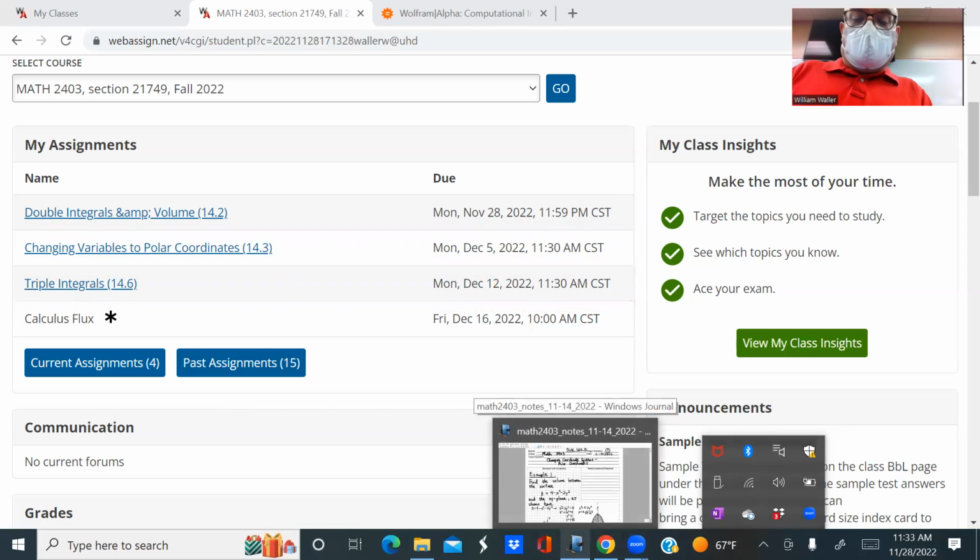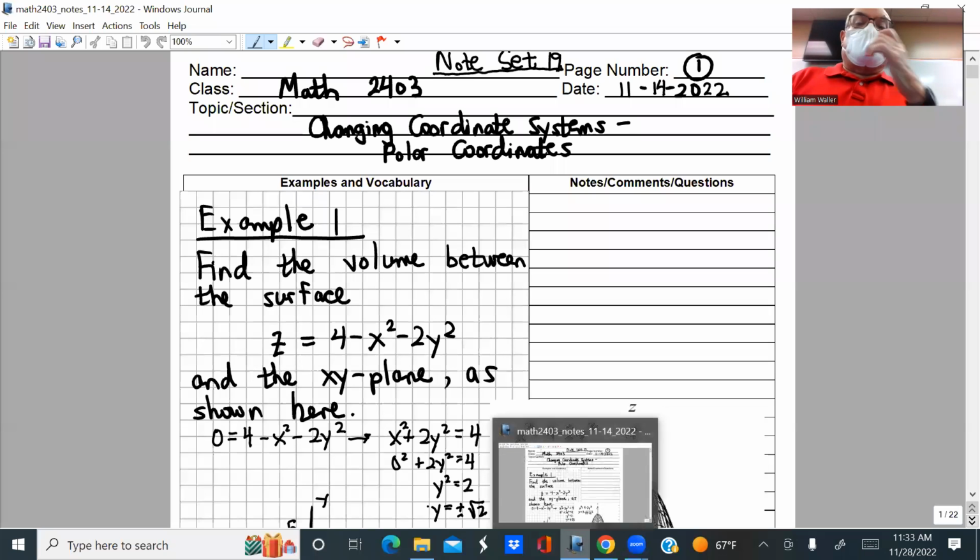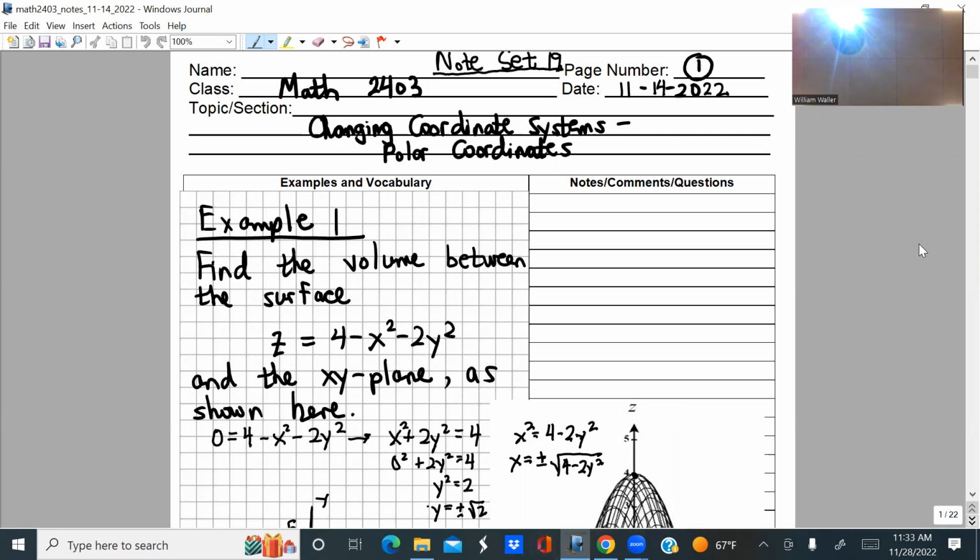I'm going to resume the notes here where we were last time and finish another example with just a double integration, but with rectangular coordinates, and then we're going to start to talk about switching double integration to polar coordinates, and why that can be useful.